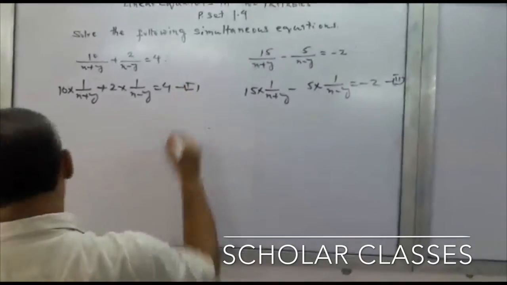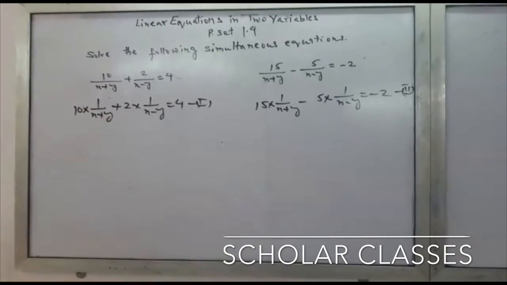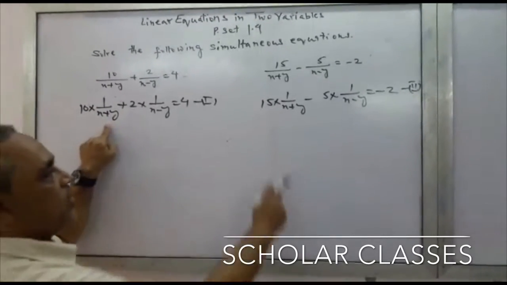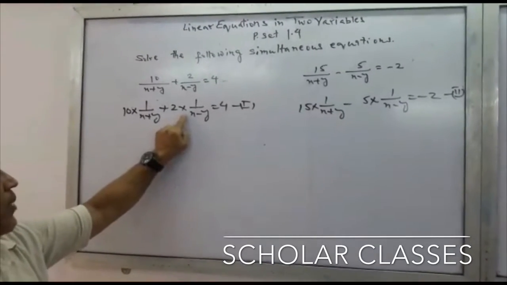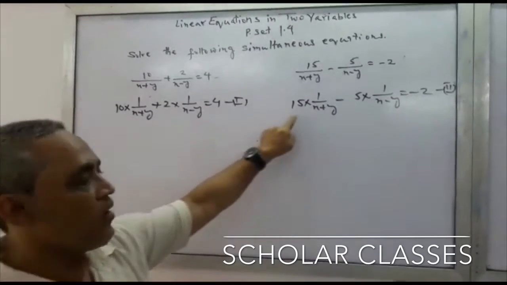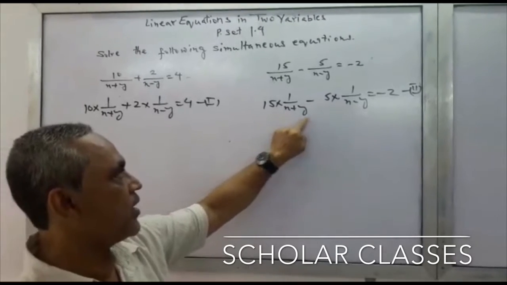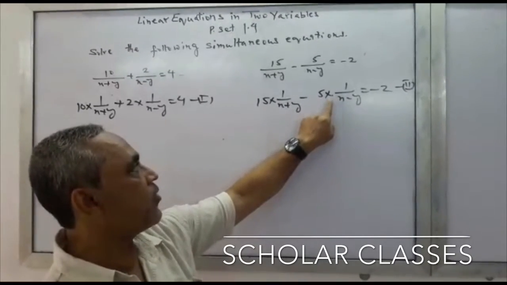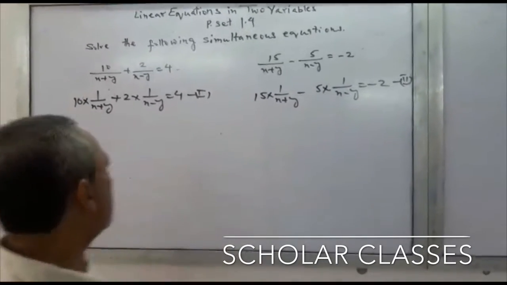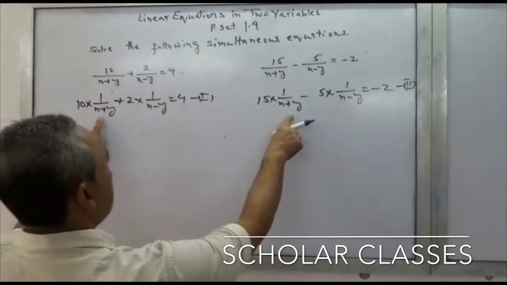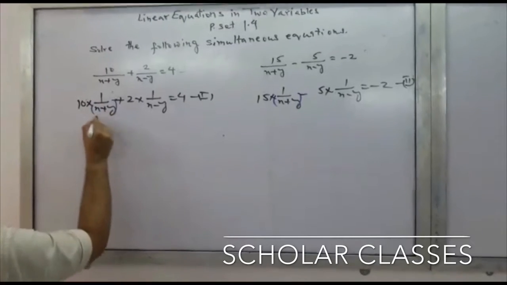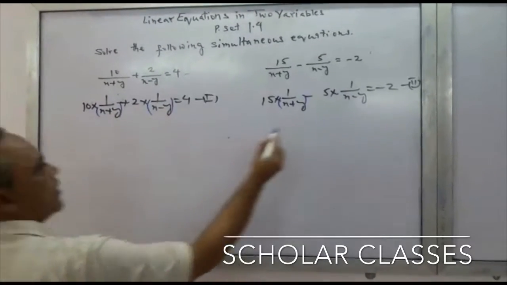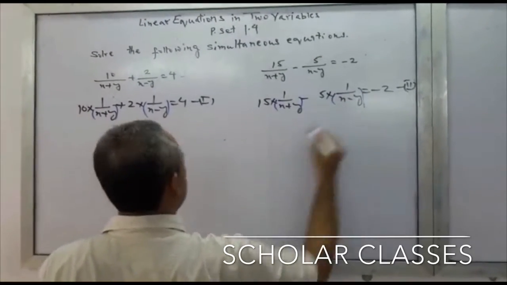Now we have two equations: 10 multiplied by 1 upon x plus y plus 2 multiplied by 1 upon x minus y is equal to 4, and 15 multiplied by 1 upon x plus y minus 5 multiplied by 1 upon x minus y is equal to minus 2. Now see here, this is 1 upon x plus y and this is 1 upon x plus y. This is 1 upon x minus y and this is 1 upon x minus y.